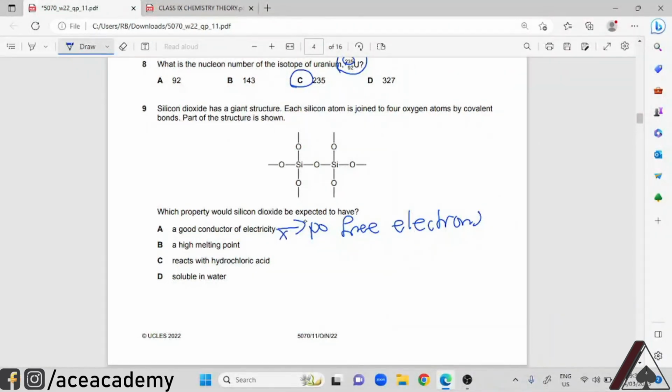Option B says it has a high melting point. Since this is a giant covalent structure, giant molecular structure, we know that it must have a high melting point.